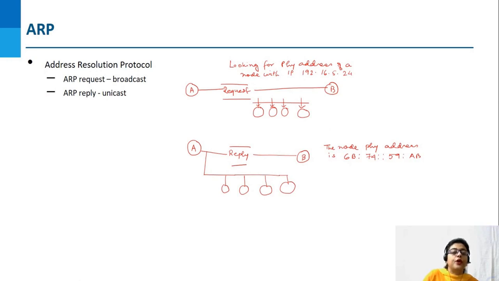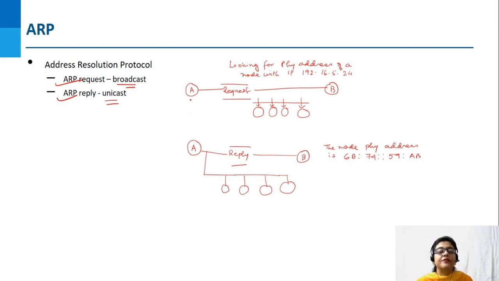Now let us look at address resolution protocol. Address resolution protocol in short is called ARP and it is a protocol that is used by the Internet Protocol or TCP/IP protocol suite in order to map the logical address to physical address. Let's look at it with the help of this diagram. There are two types of messages. One is called the ARP request and this is a broadcast type of message, and the other one is called the ARP reply, which is a unicast type of message.